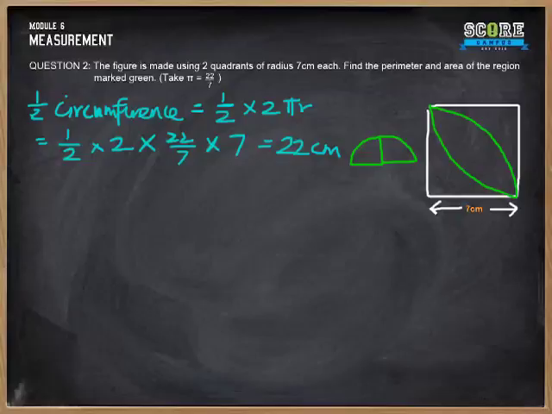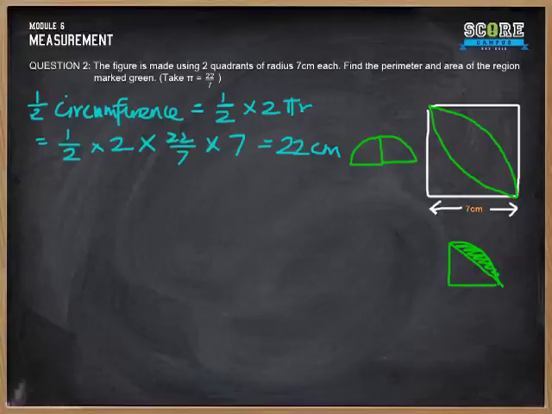Now let's do the area. To find the area of the green region, we begin by dividing the figure in half. Okay? So you're taking out the quadrant and you're looking at the quadrant separately. So let's draw the quadrant out. So what is the area you're looking for? You're looking for the shaded portion. That's the answer you're looking for.